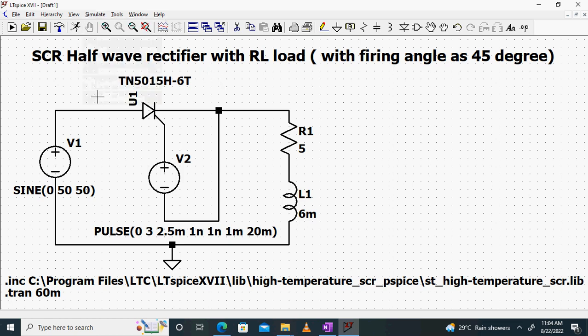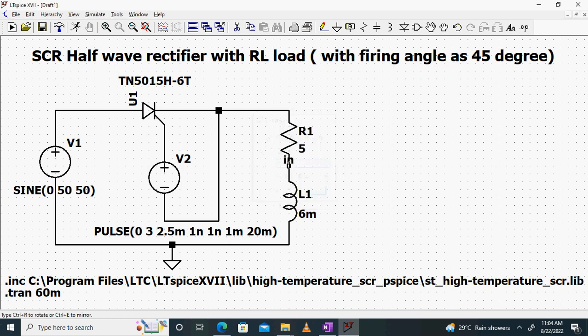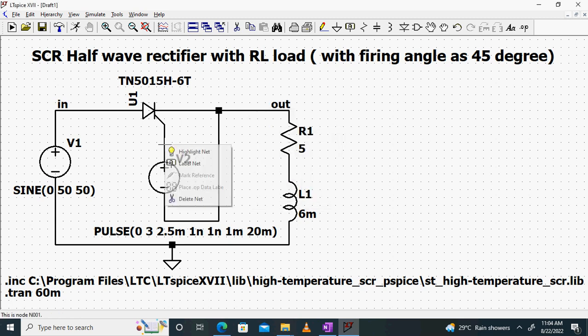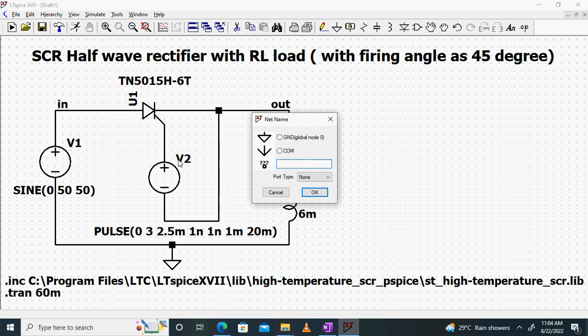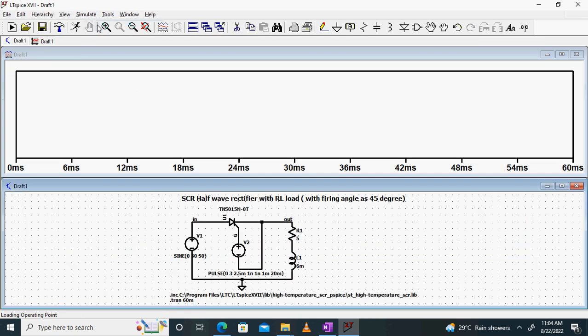Before doing that, let us label the circuit, right? So here I will call this in. It is the input voltage. This will be out, and this will be the gate voltage with respect to the cathode, and the cathode we have called out, right? So now I have labeled the circuit. Now I'll go to simulate and click on run.